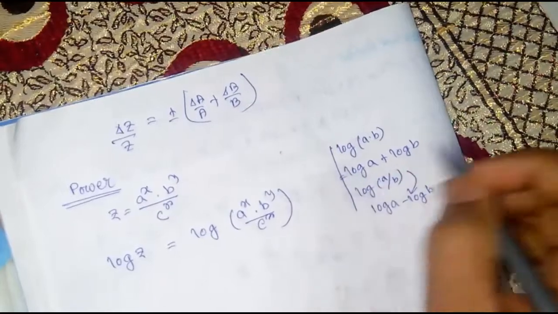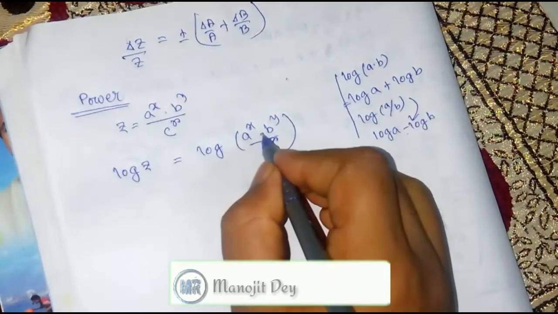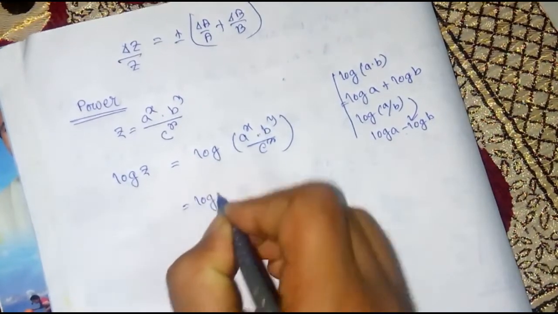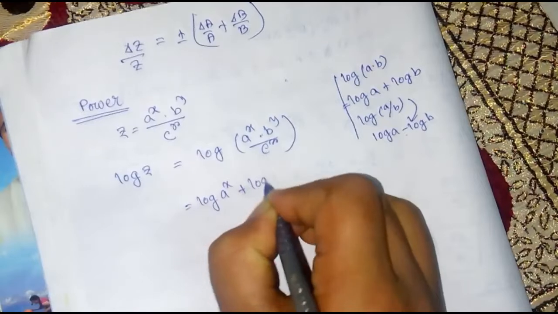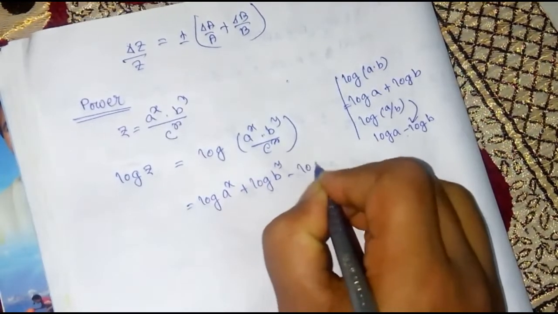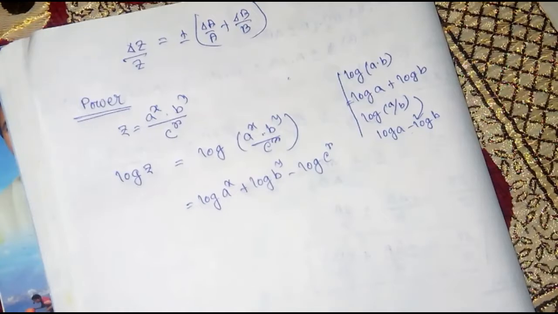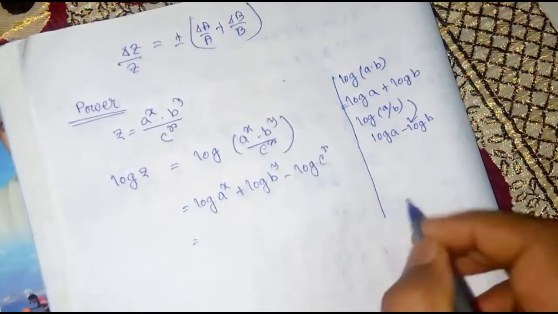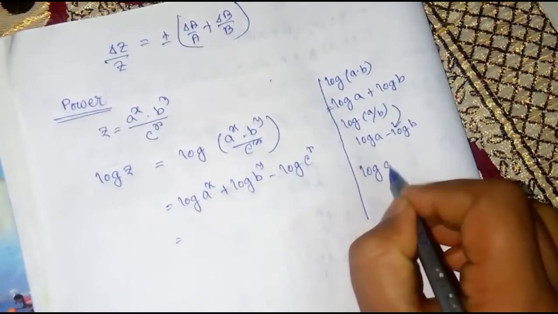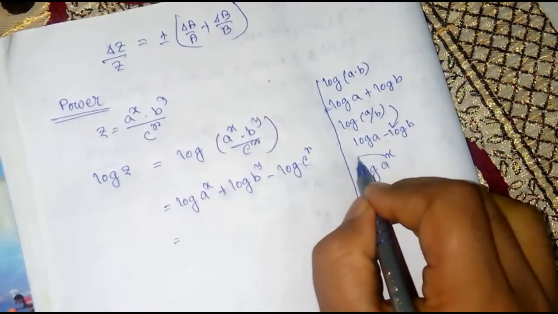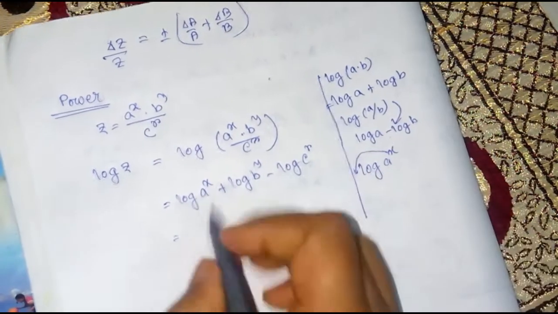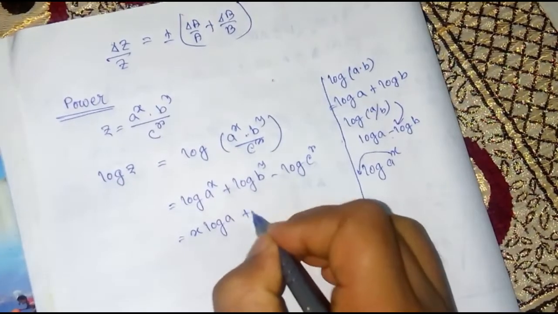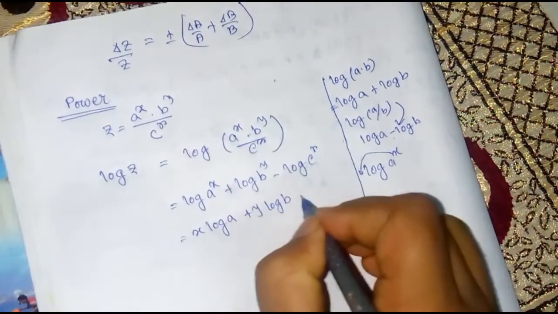Okay, so here you can see this term is multiplication and this c is divided by this term, so the term will be log a to the power x plus log b to the power y minus log c to the power r. Understood? Hope you will understand. Now another formula of log is, if something is power, suppose log a to the power x, so the power comes in front of the log. Okay, so here it is power, so x comes in front of the log, y also, and r also.